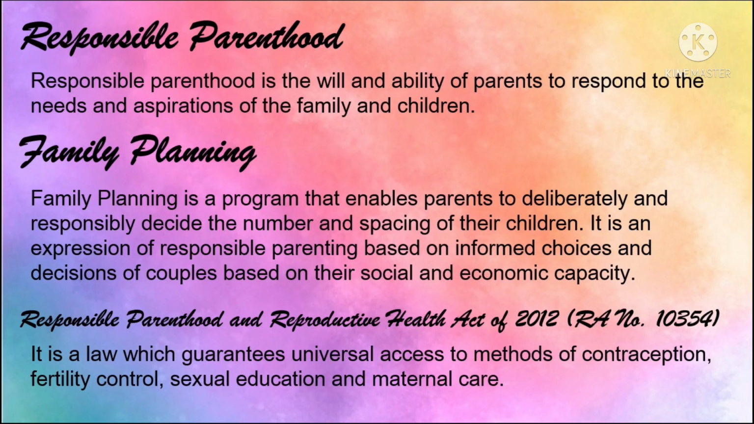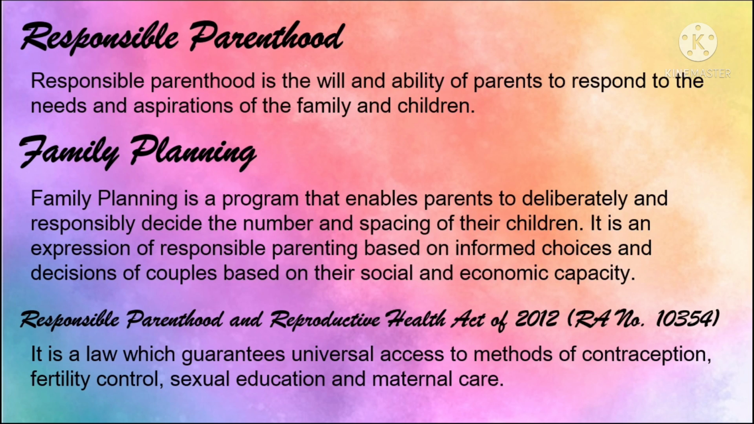Ayan. So, let's talk about responsible parenthood, family planning, and RA number 10354. The information on family planning and contraception is for everyone, even for those who are still in their adolescent years. To be educated on family planning and contraception is to be protected from STDs and unintended pregnancies. So what do we mean by responsible parenthood?